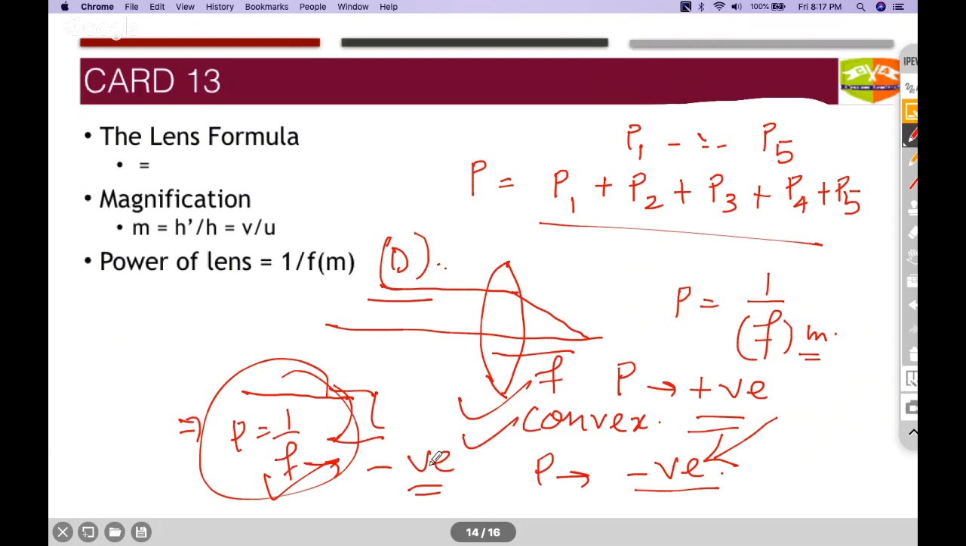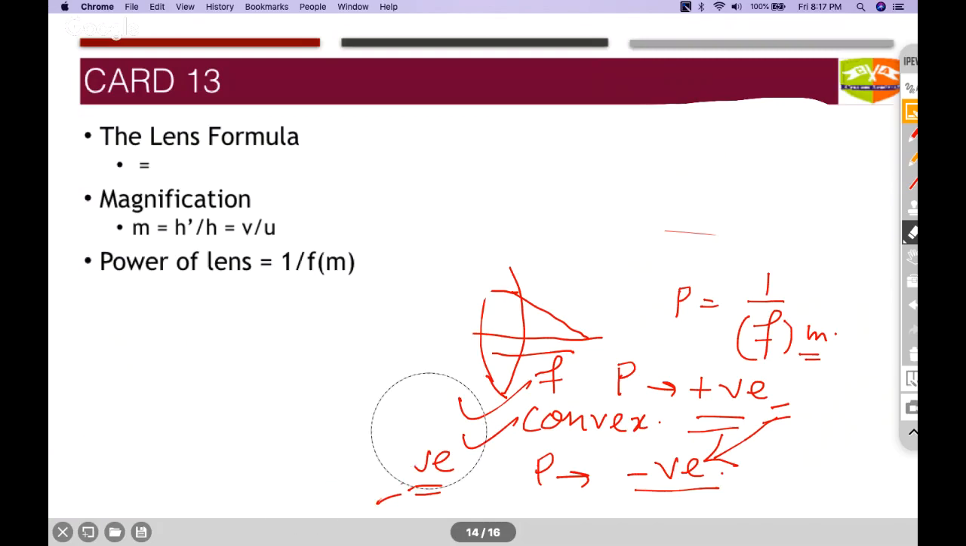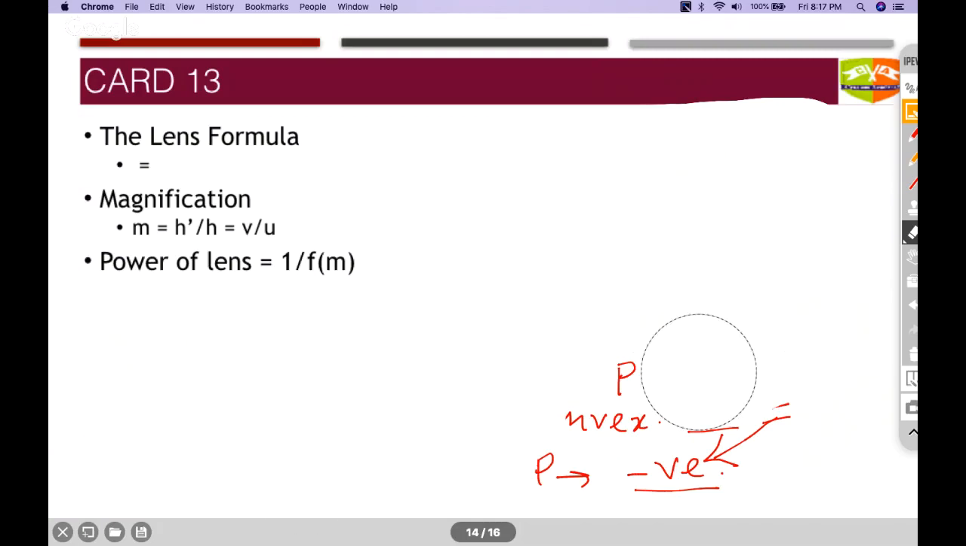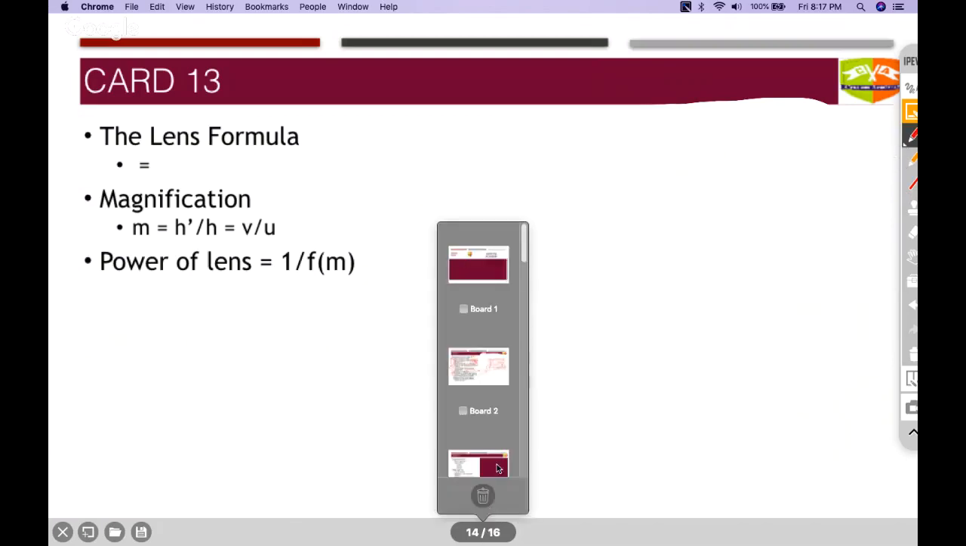I'll discuss all these things, negative power and positive power, when I am discussing optical instruments in a different class altogether. I've kept a different session for optical instruments, where I'll explain why power is positive or negative, where it is used, and all these things. So now let's go to the next slide. I have already derived magnification and the lens formula for you.